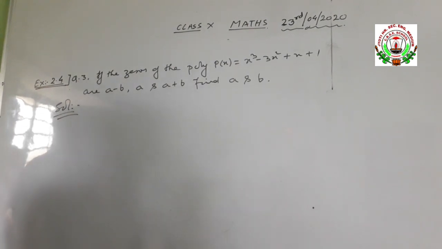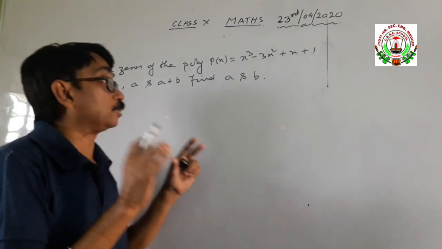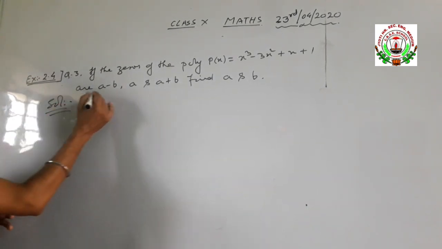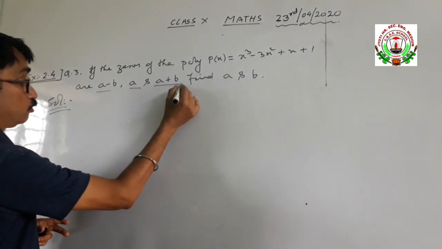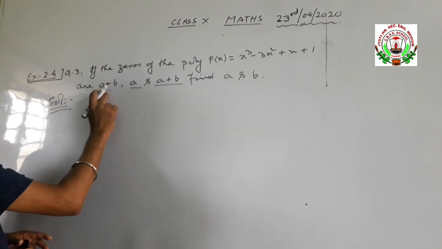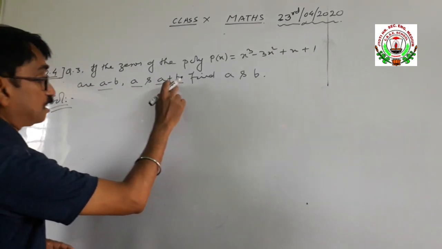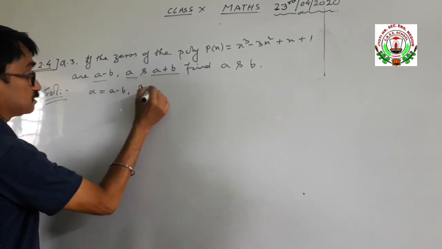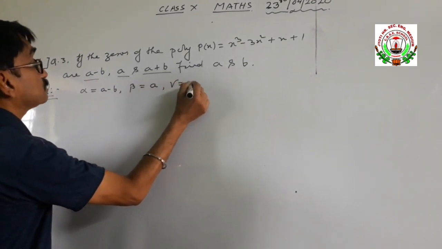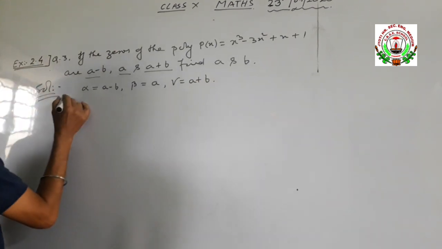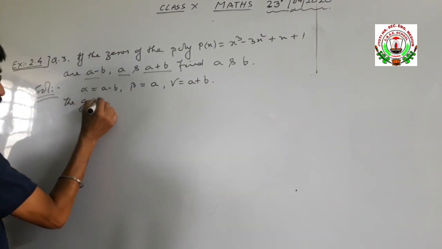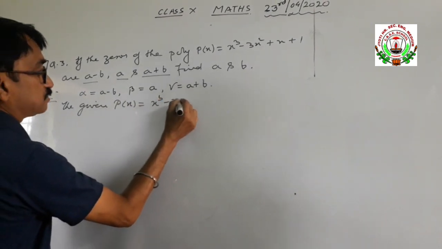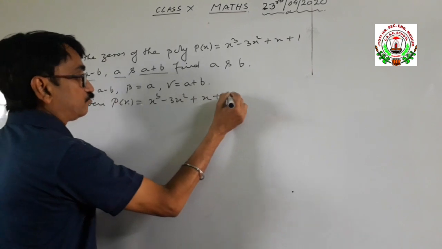So we have to take the relation for a cubic polynomial, the relationship between the coefficients and the three zeros of a cubic polynomial. So this one is alpha, this one is beta, this is gamma. So alpha is given to us as a minus b, beta is given to us as a, gamma is given to us as a plus b, and the given cubic polynomial is p of x equals x cube minus 3x square plus x plus 1.